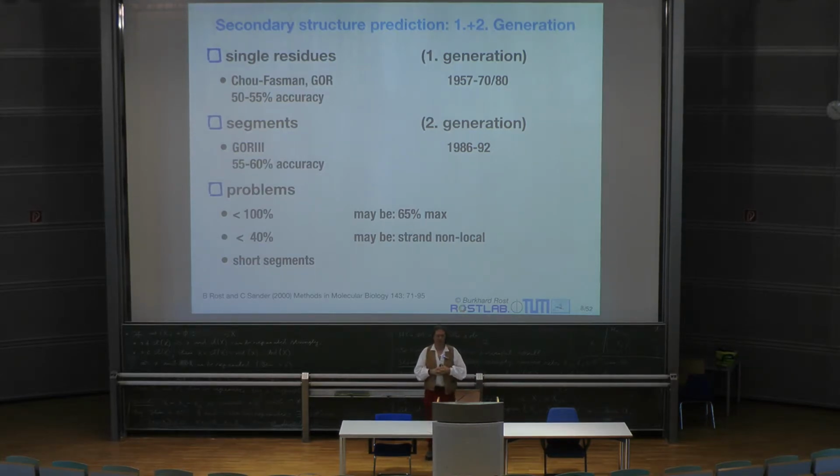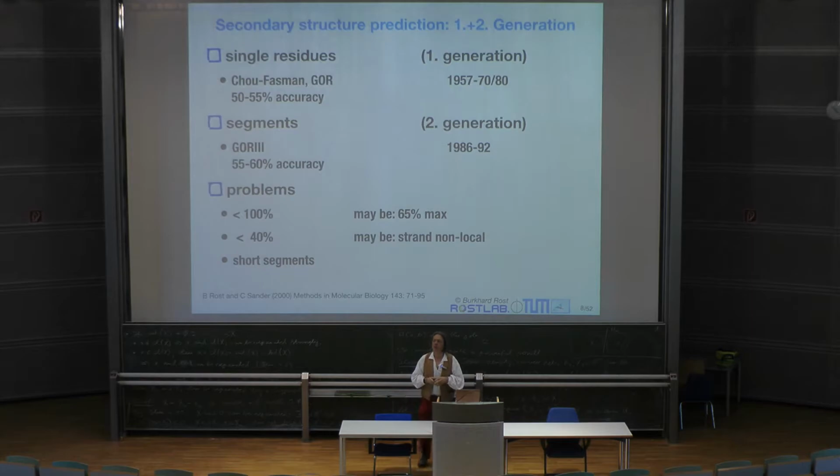Maybe 4, but most likely not 4 at this point because the database is too small. And we discussed in the last lecture, last Thursday, that there are some problems with these approaches. One problem is they don't reach 100% accuracy. Another problem is beta strands are predicted very poorly. And another problem is that segments are predicted too short.